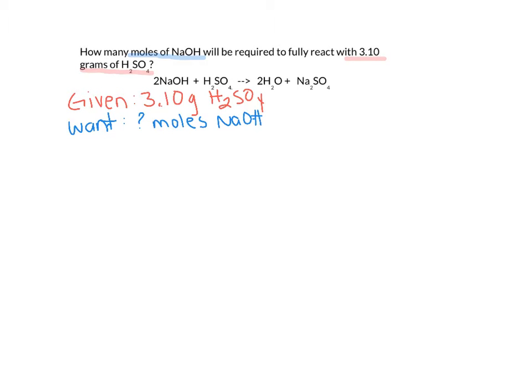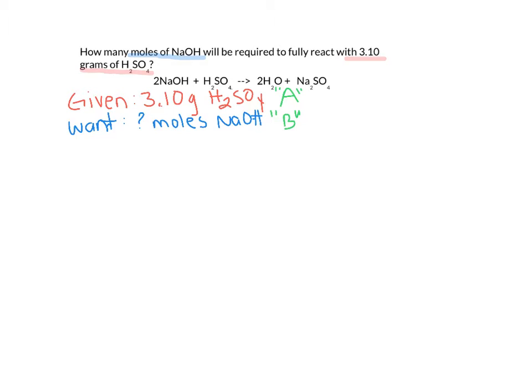So what I've done is just kind of written that out. You're given 3.1 grams of H2SO4. Your 1 is some number of moles of NaOH. This is an example of where you're given substance A, and you're asking for a different substance. We're going to call it B. This is what stoichiometry is all about, and it's a problem-solving technique that is very, very important.